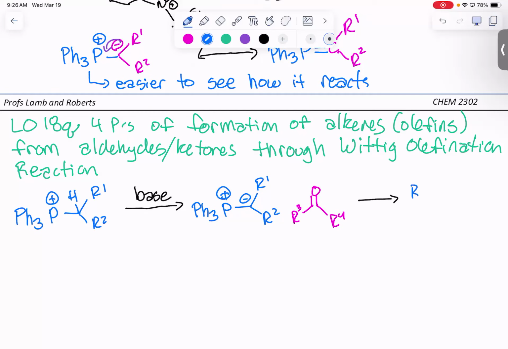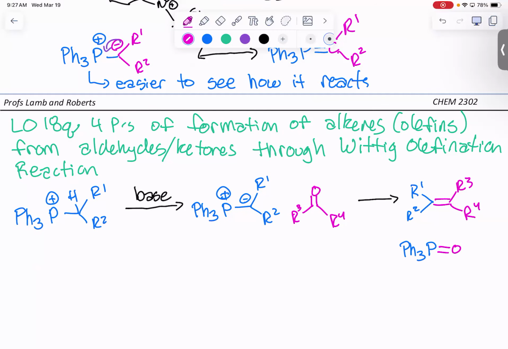So we're going to take R1 and R2 from our Wittig salt, and R3 and R4 from our ketone or aldehyde. All right, so we're going to get all of our carbon fragments from the ketone and aldehyde. We're taking all of the carbon, and what's left over is going to be this triphenyl phosphine oxide. All right.